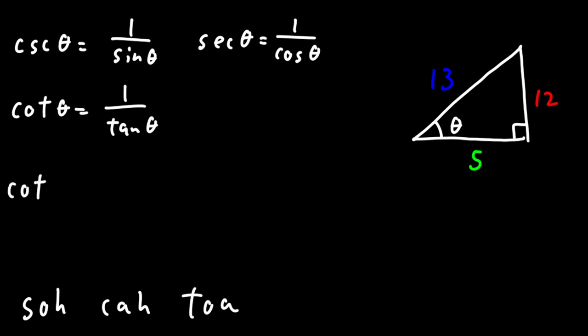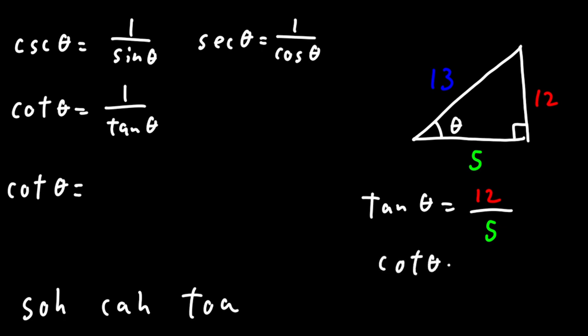Let's find cotangent of theta. Recall that we just have to find the reciprocal of tangent of theta. Tangent, according to SOHCAHTOA, is opposite over adjacent. That would be 12 over 5. If we flip the numerator and the denominator, cotangent of theta is 5 over 12. So cotangent of theta is 5 over 12.